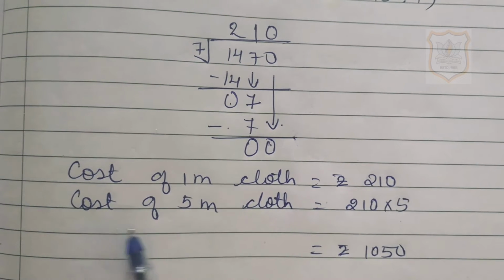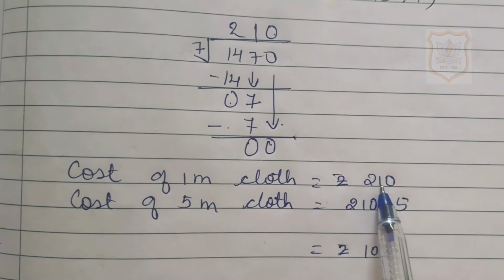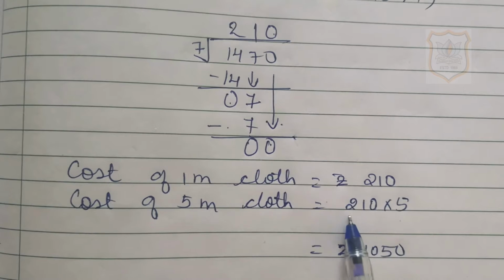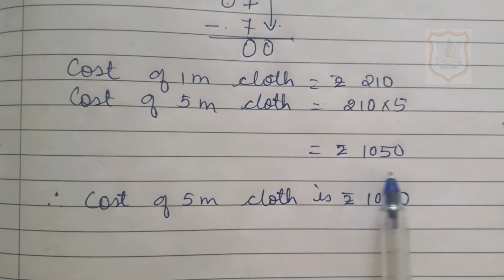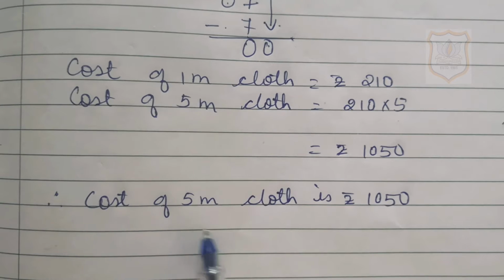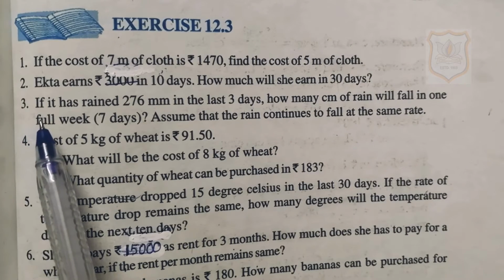We have to find out the cost of 5 meter cloth. To find out the cost of 5 meter of cloth, we will multiply this 210 by 5. By multiplying 210 by 5, we will get rupees 1050. Therefore, cost of 5 meter cloth is rupees 1050. Students, try to solve question number 2 of exercise 12.3 by yourself.